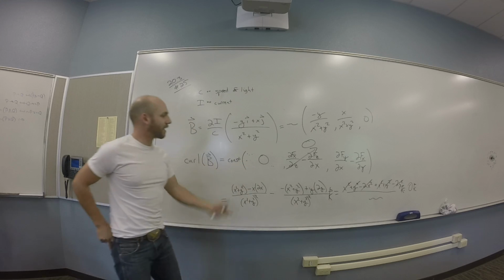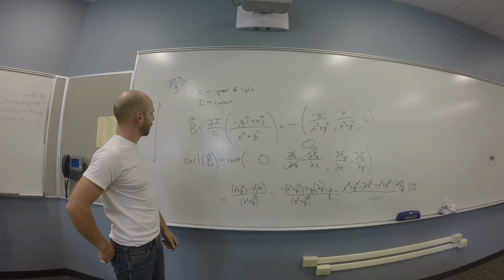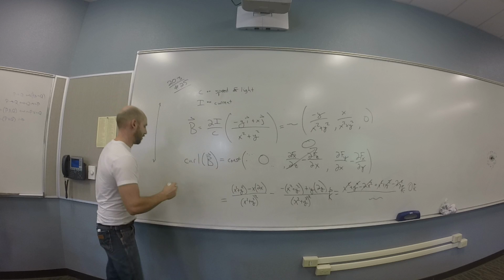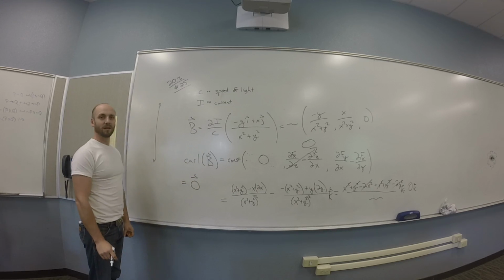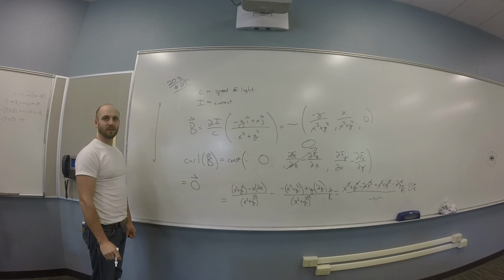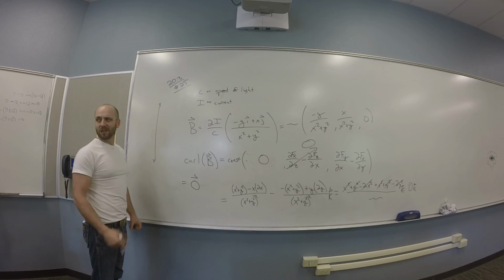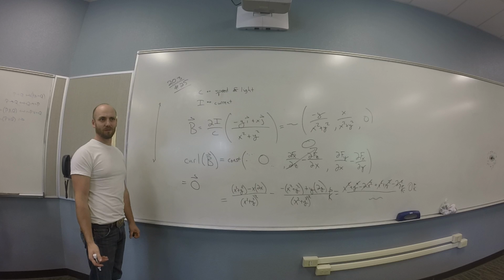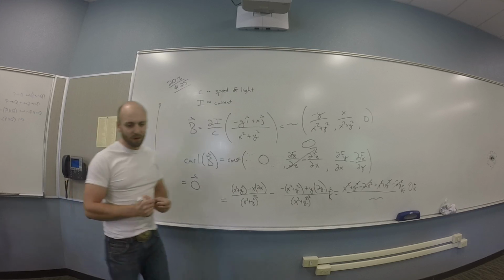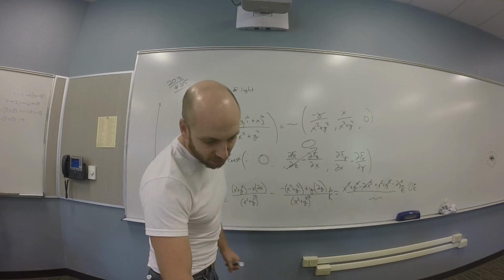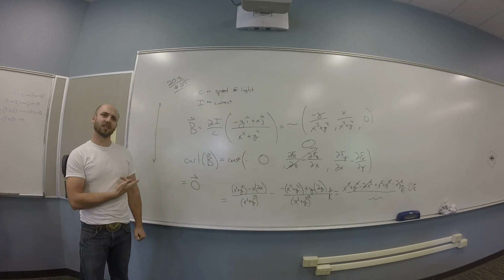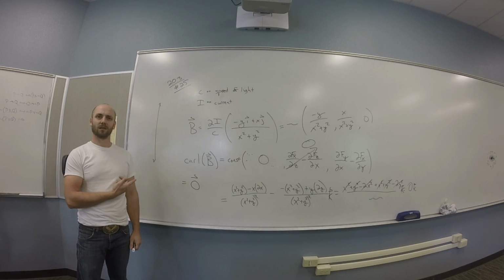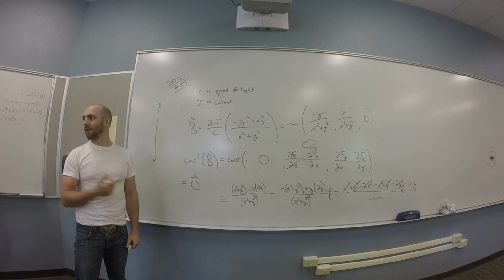So what did I get? I got the curl as the zero vector. So what the hell? You guys see this? There's something fundamentally wrong. So let me think. What are they asking next? Does B satisfy the curl test? Does this satisfy the curl test? No. Why not? There's an axis missing from the domain.